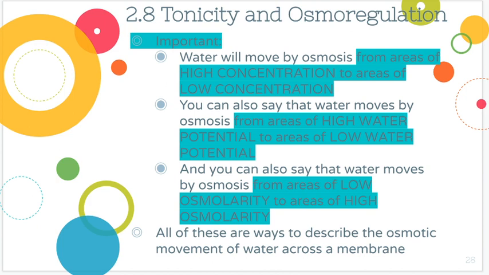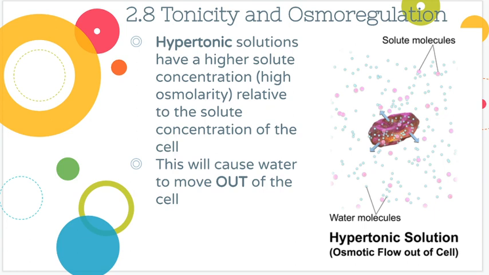And so let's talk about what that means in terms of tonicity. So when we talk about hypertonic solutions, right? A hypertonic solution is a solution that has a higher solute concentration or a high osmolarity relative to the solute concentration of the cell. So if I take a cell and I put it into a hypertonic solution, water's going to move out of the cell.